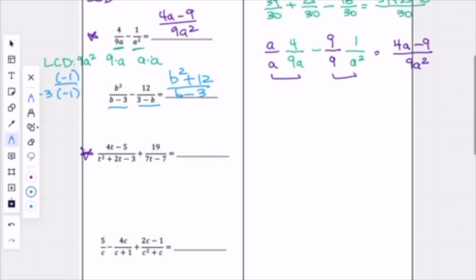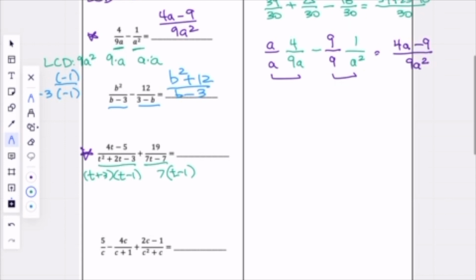For this example, I noticed that I have a trinomial as a denominator here, and a binomial as a denominator here. What I don't see very clearly is if there are common factors, and in order to do that, I'm going to need to factor both pieces. So let's go ahead and factor this first piece. We can say that this is going to be t plus 3 times t minus 1. And then in the second piece, we can say that this is going to be 7 times t minus 1.